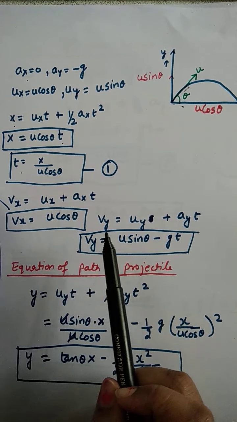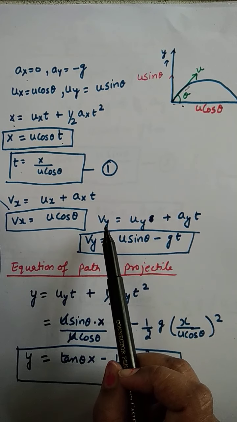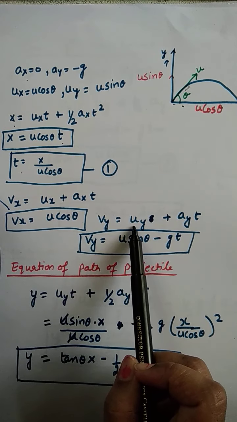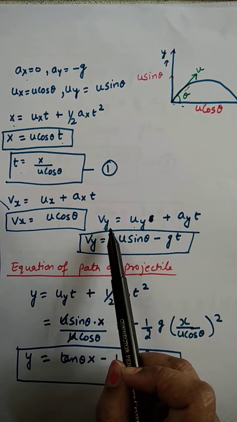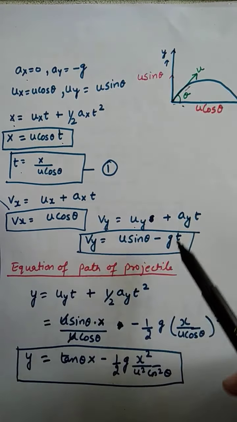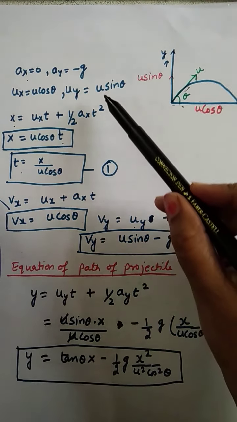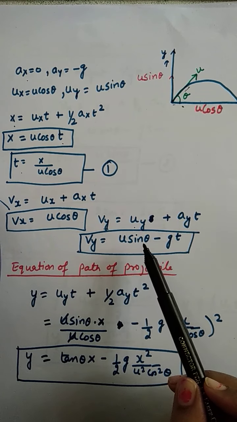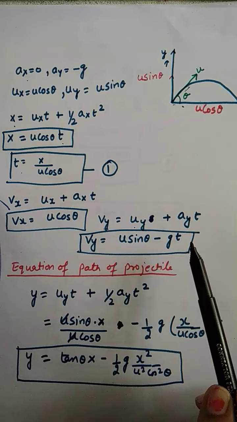Now same way we can find the final velocity in the y-axis. For the final velocity in the y-axis we will use the formula v is equal to u plus at. Now uy, you know the value, it is u sin theta. Ay, we know the value, it is minus g. So Vy would be equal to u sin theta minus gt.